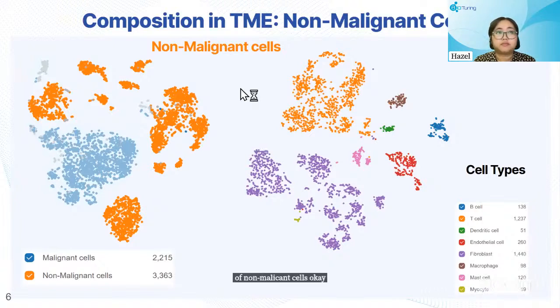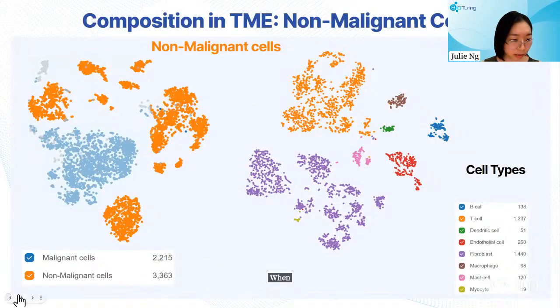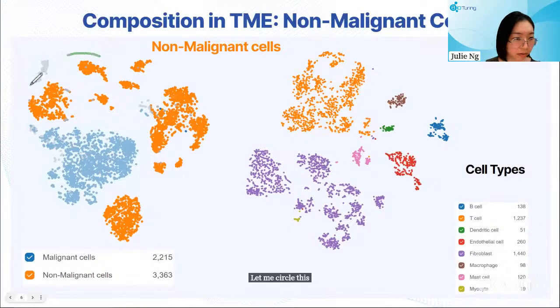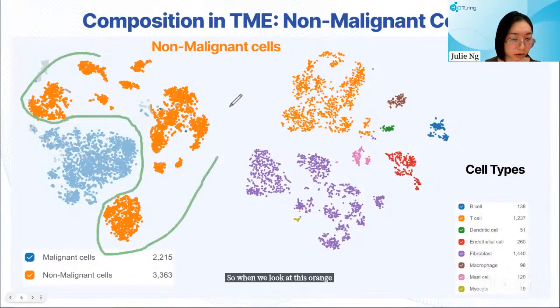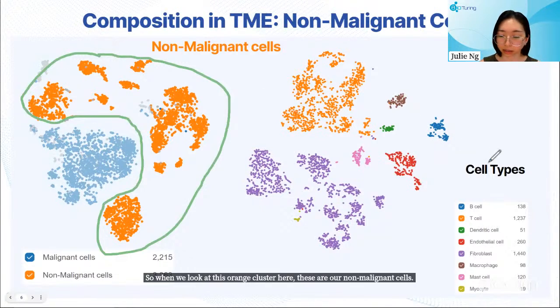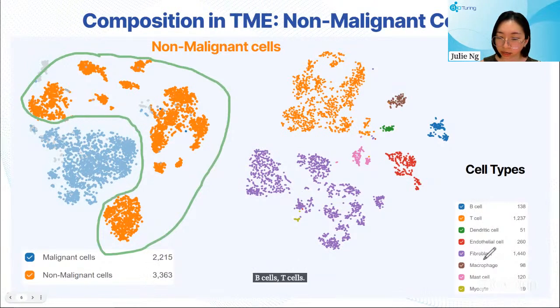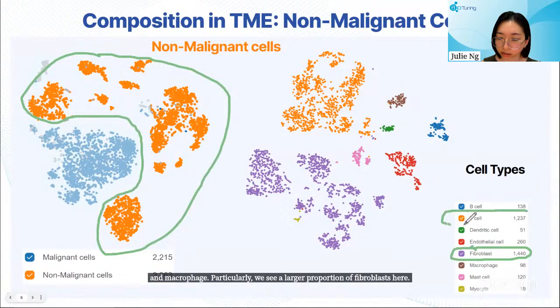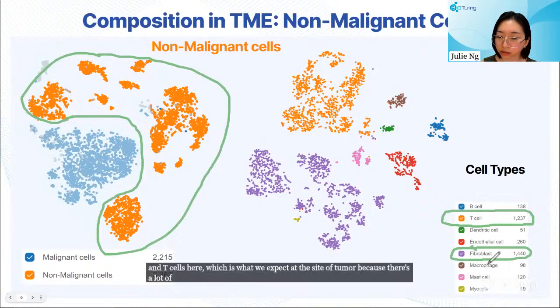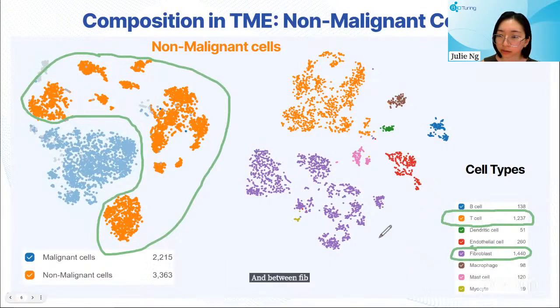Yeah, so characterizing non-malignant cells first. Let me circle this for you guys. When we look at this orange cluster here, these are our non-malignant cells. And then the authors annotated them into a bunch of these cell types here. We see B cells, T cells, some fibroblasts, and macrophages. Particularly, we see a larger proportion of fibroblasts and T cells, which is what we expect at the site of tumor because there's a lot of crosstalk between immune cells, fibroblasts, and macrophages.